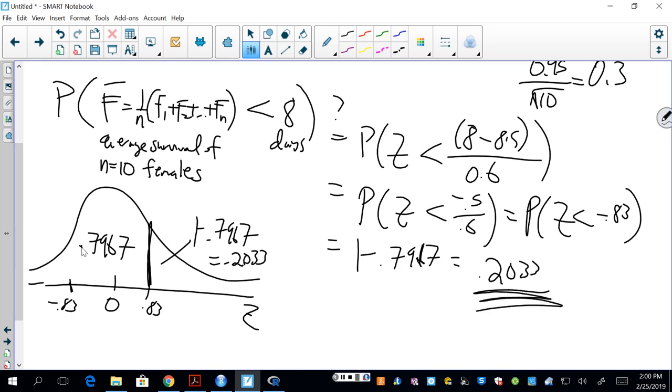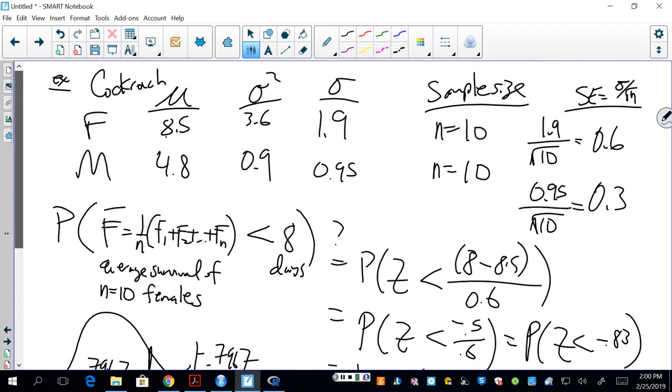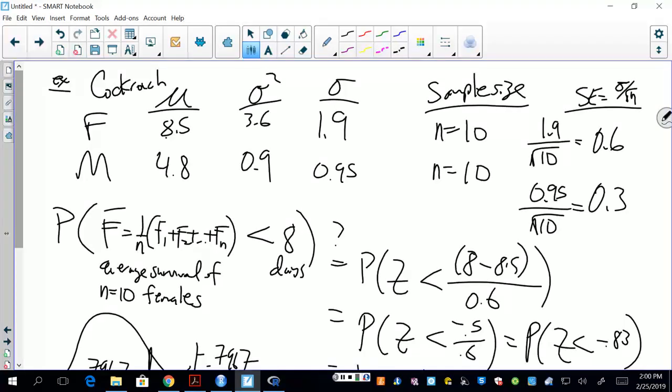Can you explain what the original question is? Yep, so the original question is, what is the chance that the average survival in 10 female cockroaches is less than 8 days? Okay. And you wouldn't just assume based on the average that's given, you have to find the standard error basically? Yeah, so you're changing from using 1.9 as a standard deviation. If it's a question about the average, then you change it to using 0.6 as a standard deviation.